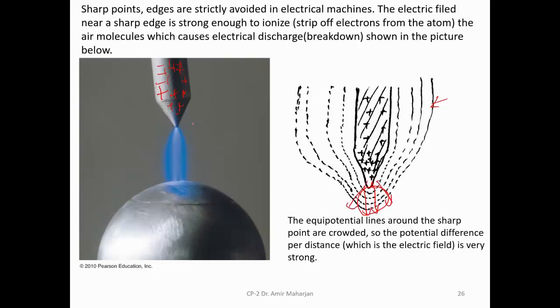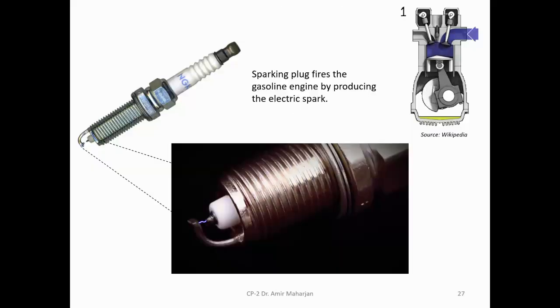At the pointed end, you have a very strong electric field, and that causes the breakdown, because this strong electric field around a pointed end causes the ionization of the air molecules. So air molecules around it start conducting, and it starts breaking down, and this is called corona discharge.